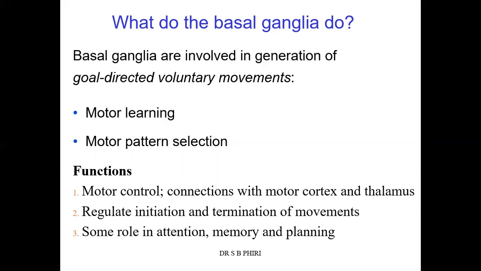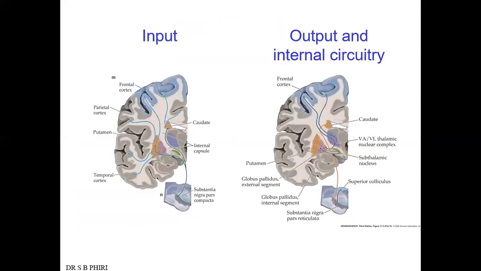Like in the case of Parkinson's disease. So with Parkinson's disease, you find that it's very difficult for this patient with Parkinson's or Parkinsonism to initiate a particular movement. And once the movement has been initiated, it's also very difficult for them to stop or to terminate that movement, because the basal ganglia is not operating well for some reason that we'll discuss at the end. And some function in attention, memory, and planning. So these are other functions of the basal ganglia. It's not just involved in motor function, but also other functions.